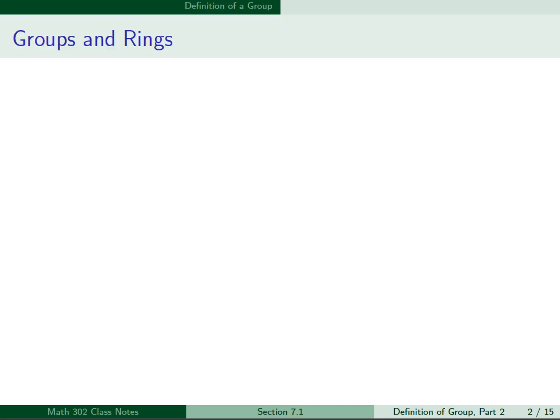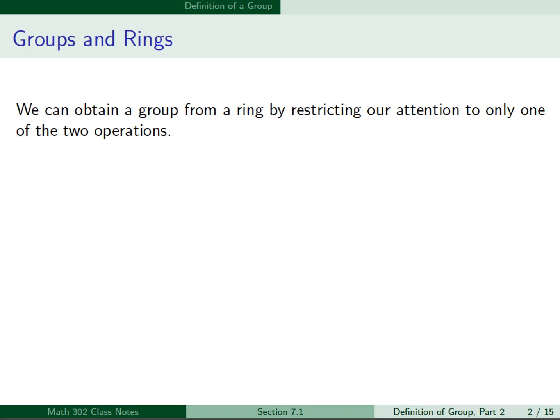Now, a ring has two operations, the ring addition and the ring multiplication, whereas a group only has one operation. And so one thing we can investigate is, starting with a ring, can we obtain a group out of it? We can obtain a group from a ring by restricting our attention to only one of the two operations. And first we'll investigate the ring addition.